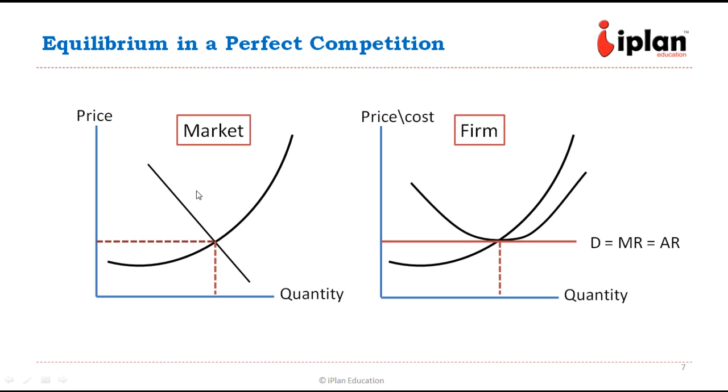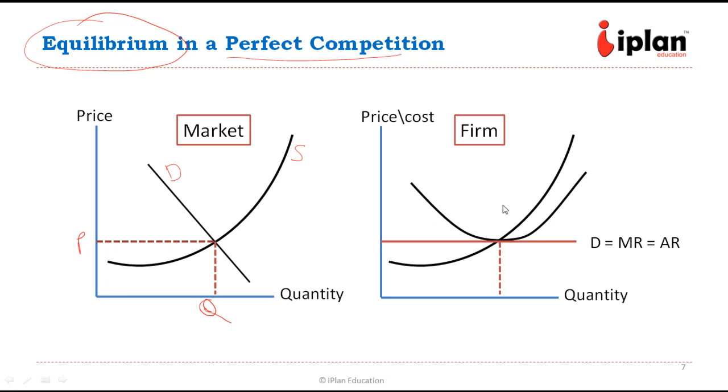We are observing the equilibrium in the case of perfect competition. Let us look at the market first. So this is our demand curve and this is our supply curve. Where demand and supply are cutting each other, we have the quantity and the price. Q is the quantity, P is the price.